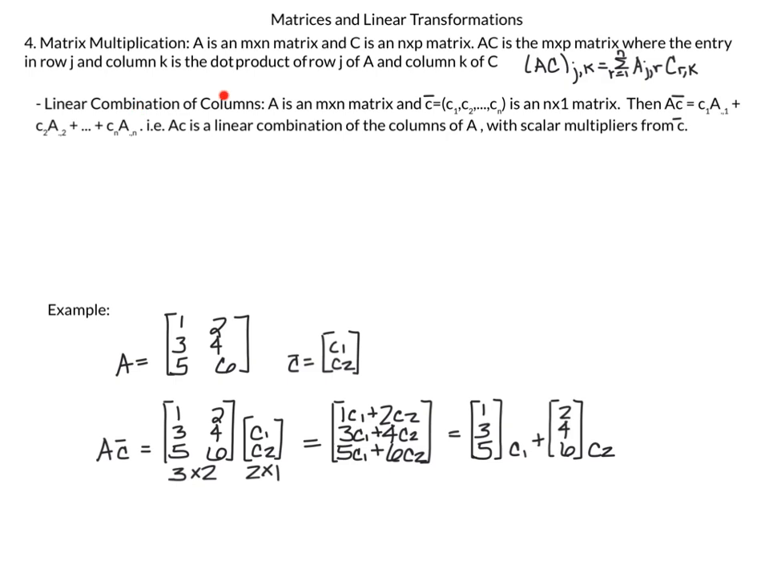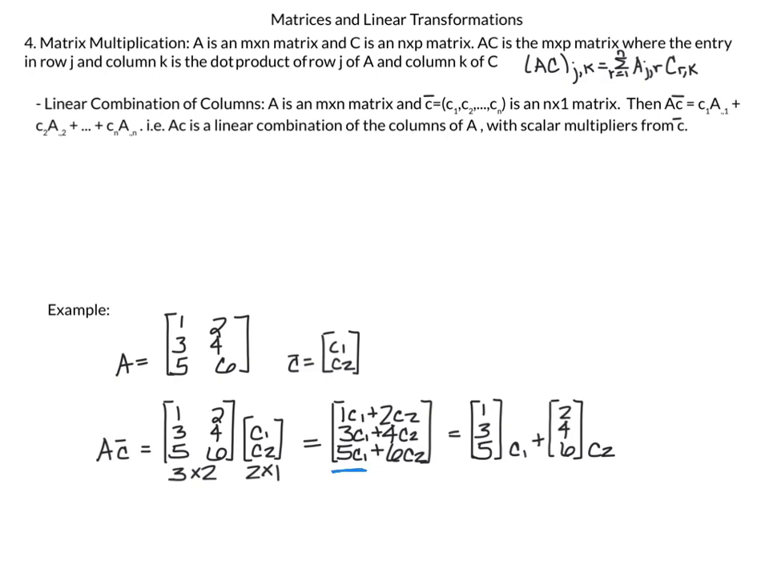Now we can continue on with our linear combination of columns example. We have our matrix A, with column vectors 1, 3, 5 and 2, 4, 6, and our column vector C, which has entries C1 and C2. A is a 3 by 2 and C is a 2 by 1, so we're expecting a 3 by 1 at the end. With row times column, we get 1C1 plus 2C2, 3C1 plus 4C2, 5C1 plus 6C2.